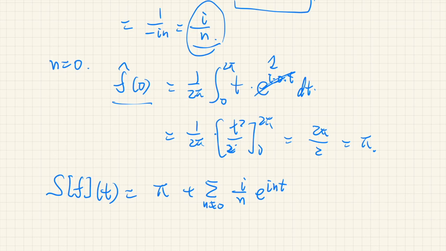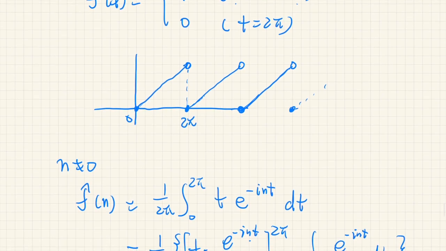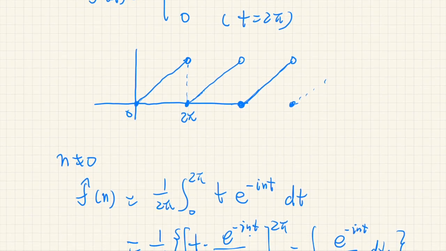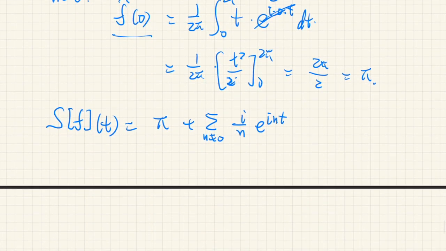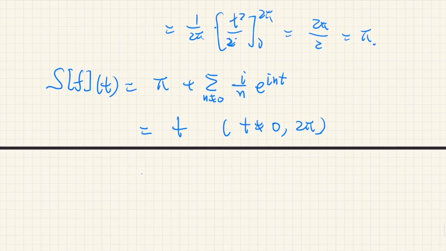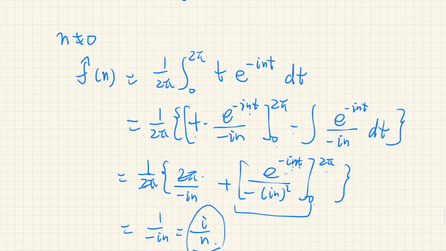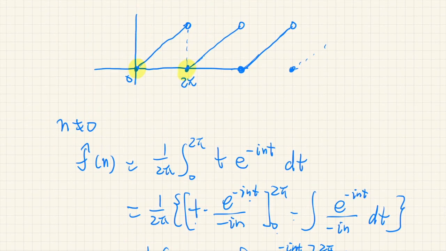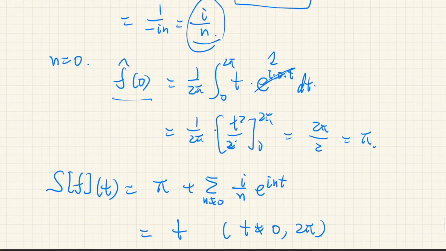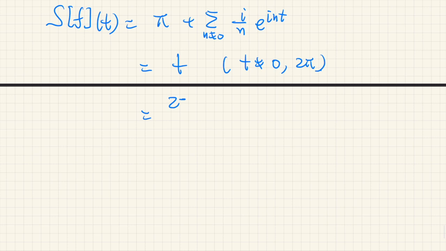And according to the previous theorem, this function is continuous everywhere except for this point and this point, right? So this is equal to t if t is not equal to 0 or 2 pi. Or it's equal to the average between the right limit and the left limit. So the right limit is 2 pi and the left limit is 0. So if you divide by 2, that's pi if t is equal to 0 or 2 pi.